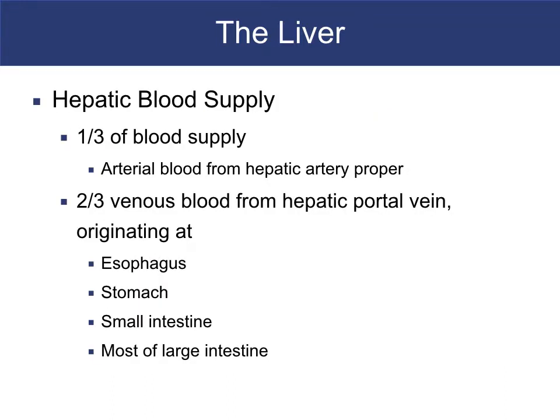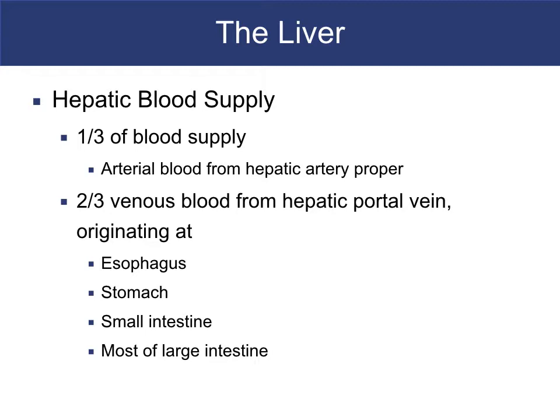Okay, so let's talk about the hepatic blood supply. I'll break it down a little bit further. About a third of the blood comes from arterial blood. This is the bright red stuff that comes off the hepatic artery proper. That's about a third of the blood that flows to the liver. And about two-thirds of the blood is actually venous blood, so it's already blue or purple, and it's coming from the hepatic portal vein.